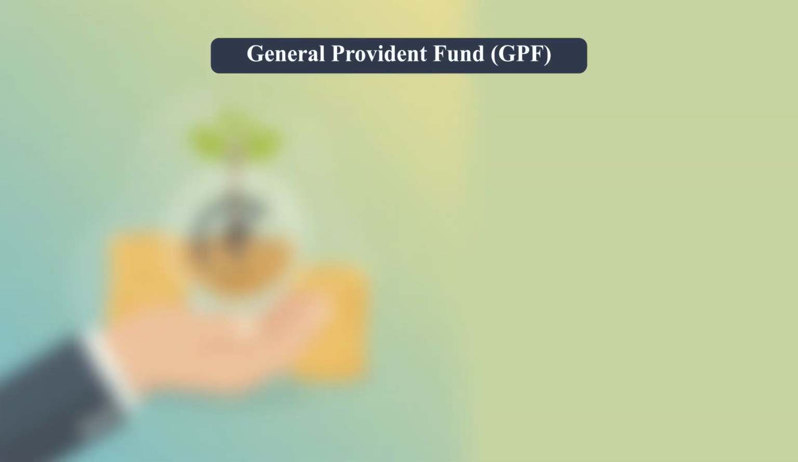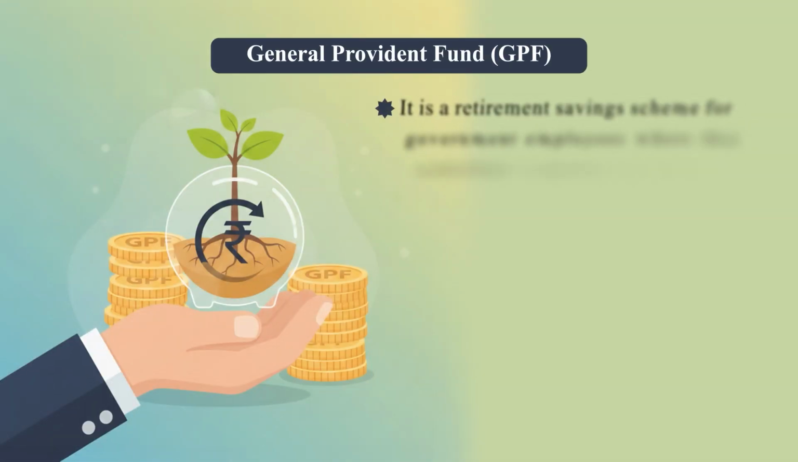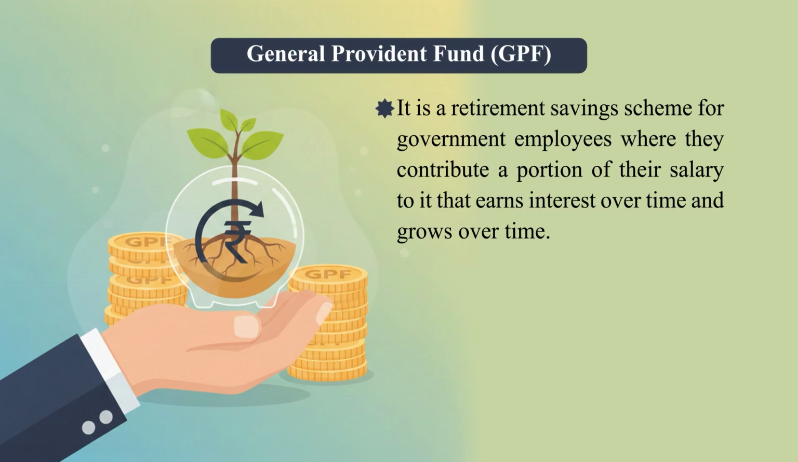General Provident Fund is a retirement scheme for government employees where they contribute a portion of their salary and earn interest. The interest rates are decided and declared by the Government of India from time to time. The capital keeps on growing and is available to the employee once he reaches the age of superannuation or leaves the service due to personal reasons, or if he takes VRS, voluntary retirement.